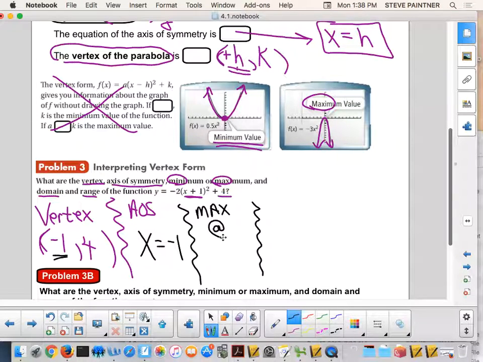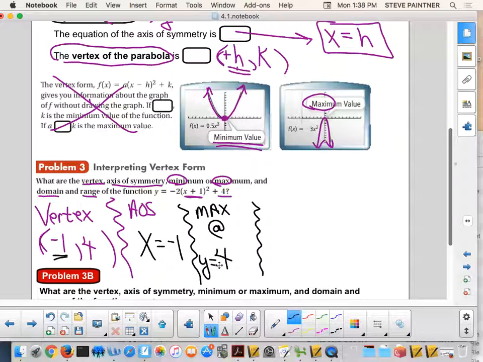All a maximum is, or your maximum or your minimum is, the y value. What's the highest this thing ever goes? Y, 4. It's right here. The highest this parabola ever goes is 4. So you could say it has a highest y value at 4.